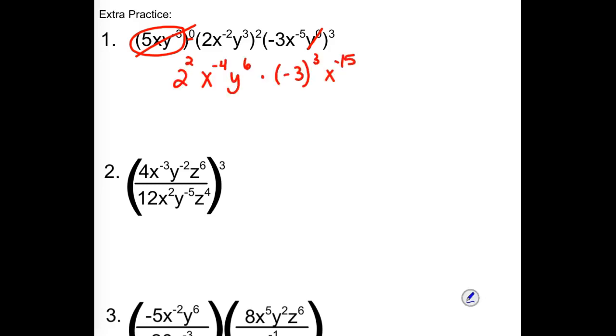All right, I put down the first step. I distributed the 2 to all pieces, and then I distributed the 3 as well. Okay, now simplifying. 2 squared is a 4. -3 cubed is -27. We are multiplying those together. Remember, those are coefficients. There is no shortcut. You cannot apply those power rules to coefficients. So what is 4 times -27?